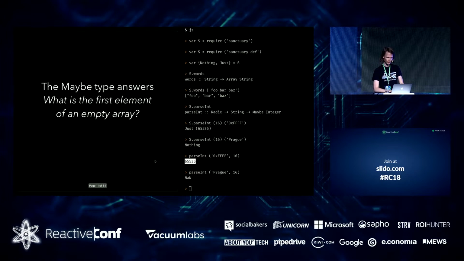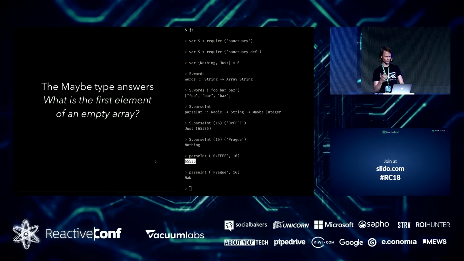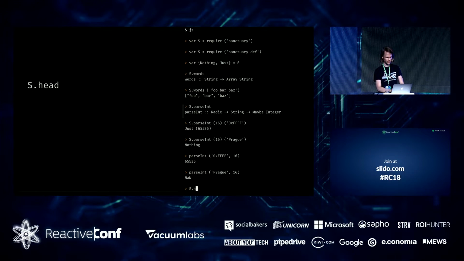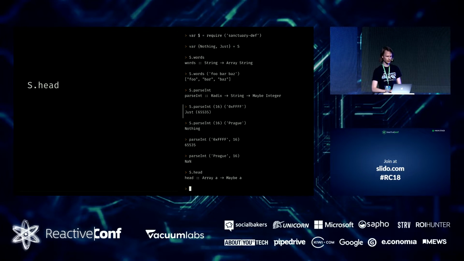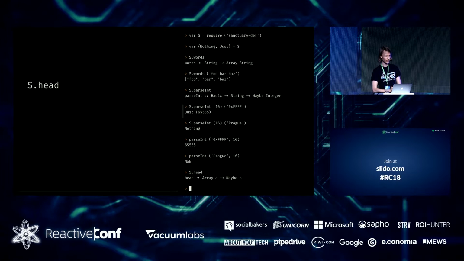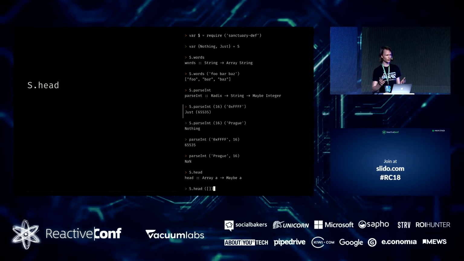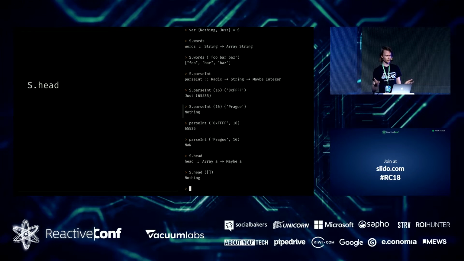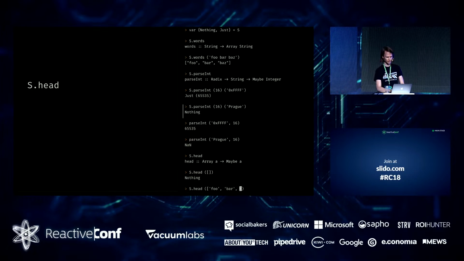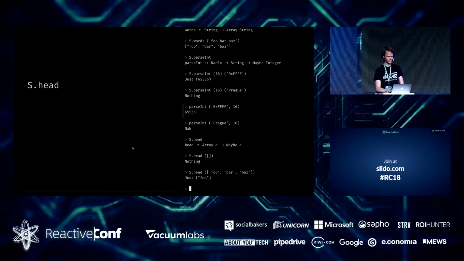So the Maybe type saves us from throwing exceptions, and it saves us from using these bogus values that we should avoid. The Maybe type answers this rather philosophical and pointless question: what is the first element of an empty array? The answer is obvious once we look at the type signature. Head takes an array of elements of type A and returns a Maybe A. This is obvious when we consider that in this case, we're not providing a single A, so we have to return Nothing. If we pass in foo bar baz, we'll get Just foo. It makes sense. No more undefined, no exceptions.